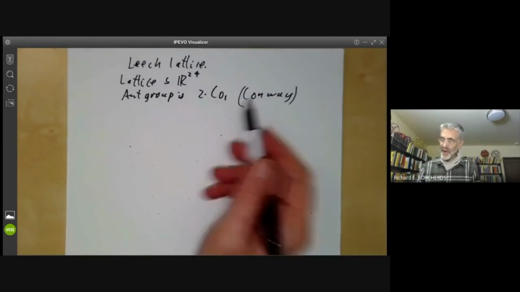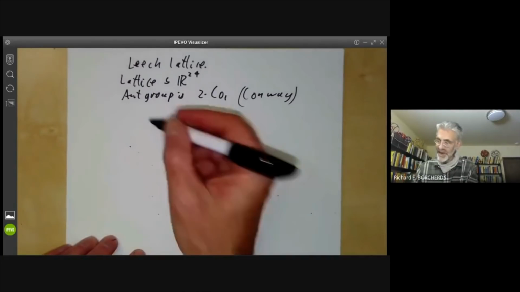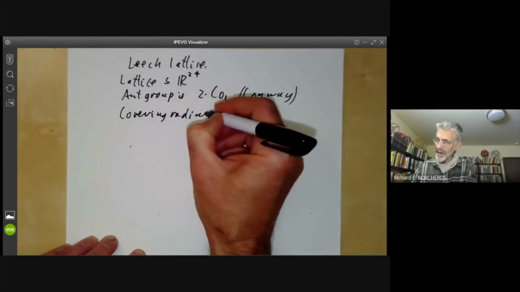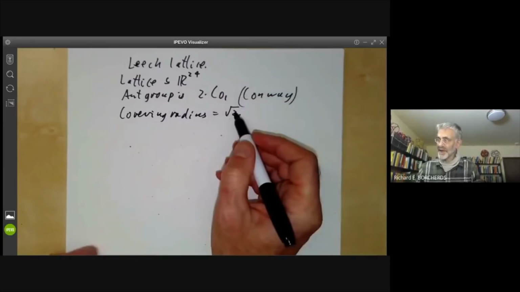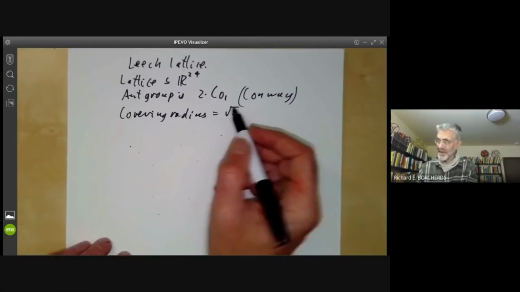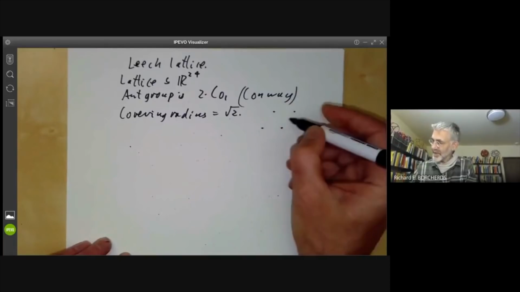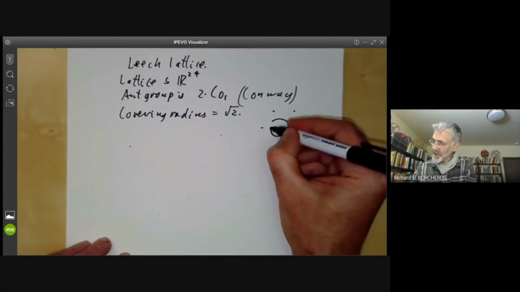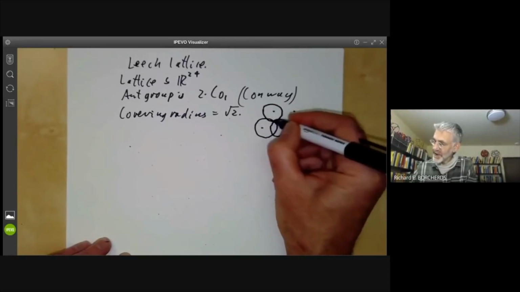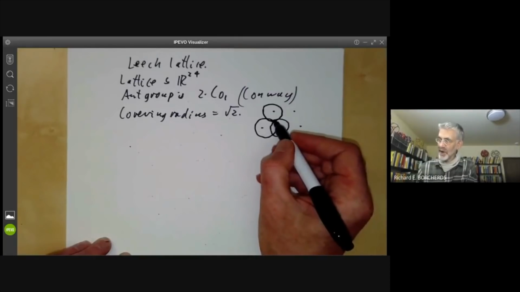And Conway and his co-workers were doing a lot of calculations with the Leech lattice, and one of the things they did was figure out its covering radius. The covering radius is square root of 2. That means if you have a sphere of radius square root of 2 around every lattice point, it just covers the lattice. So for a hexagonal lattice, the covering radius would be the smallest number such that balls around the points just cover the lattice. The points furthest away from the lattice points are called the deep holes.